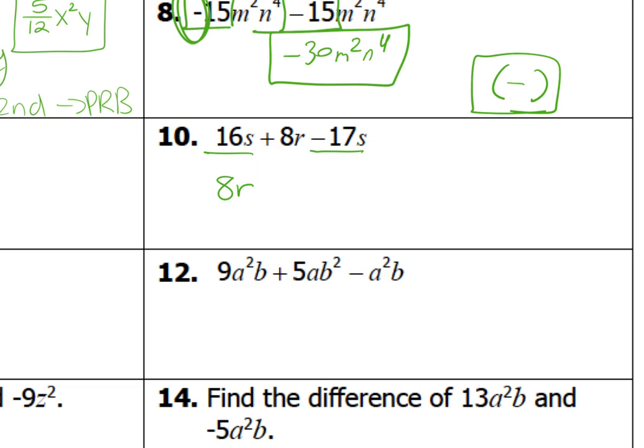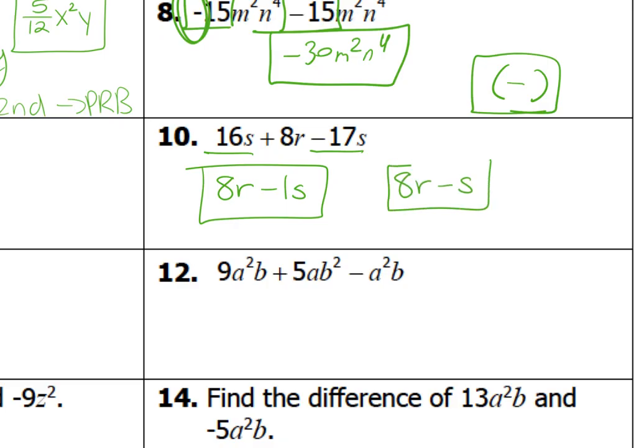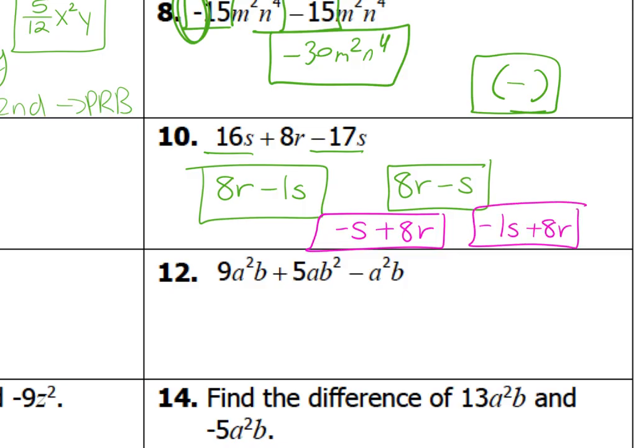What do the S's combine to? A negative 1S. Now here's the options you have. This is a perfectly good answer. This is a perfectly good answer. Or this is a perfectly good answer. Okay, notice my S is still the negative thing. It just got moved out in front. So now we're adding the 8R, okay, because 8R was positive. Or this is a perfectly good answer. I will take any of those four from you. Okay, questions on that?